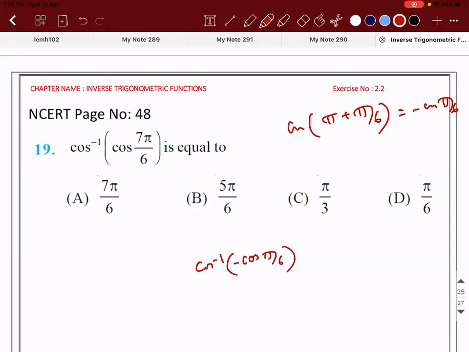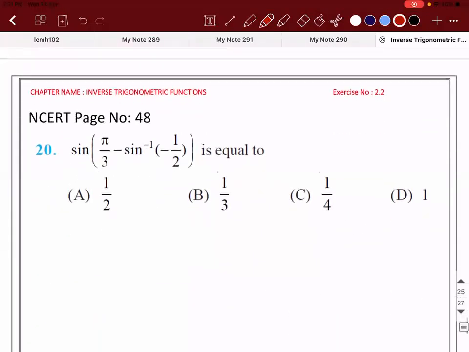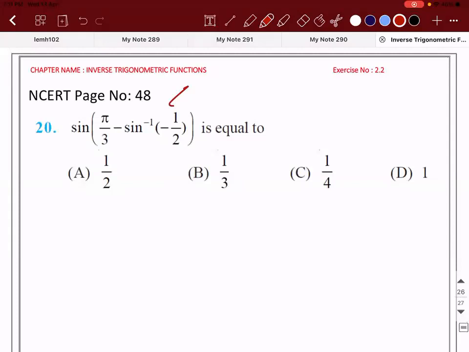What is the answer? Cos inverse of minus x is pi minus cos inverse x. Remember this property. For whichever functions, the domain is between 0 to pi. So pi minus pi by 6. How much is the answer? It is 5 pi by 6. So just find the principal value, subtract it, find the angle, you will get the answer. Actually, they are simple only. We can finish it off.